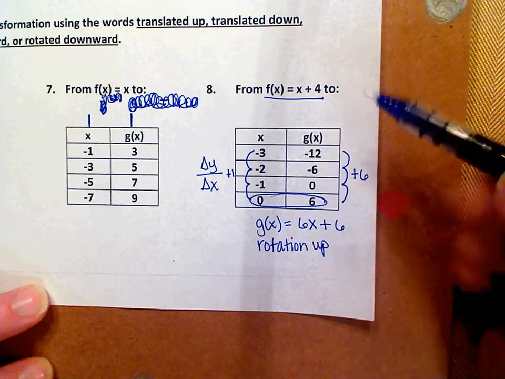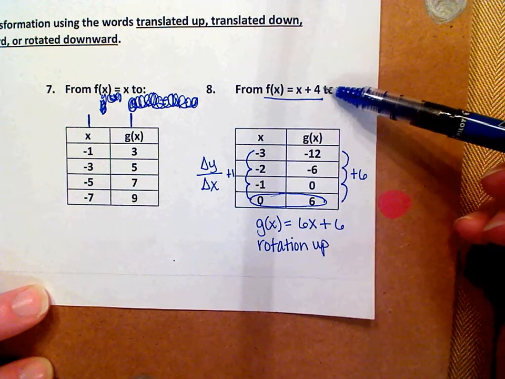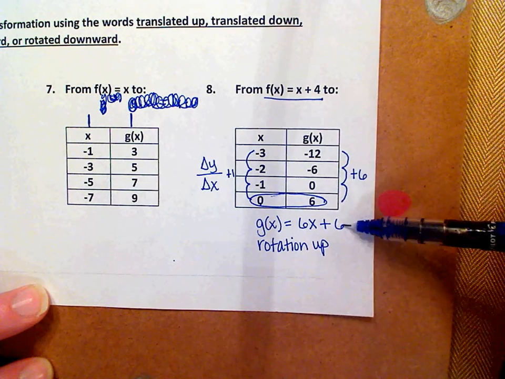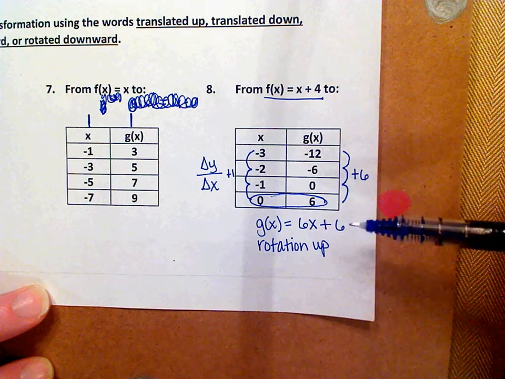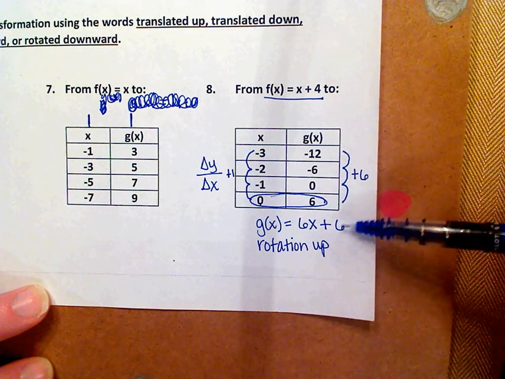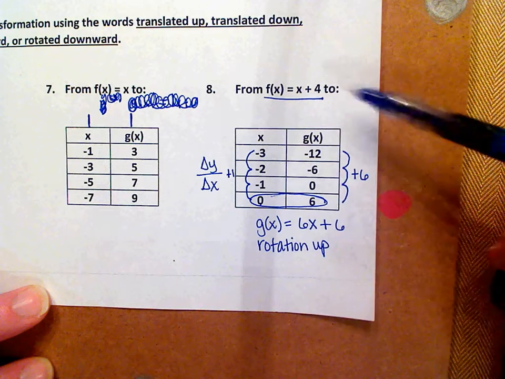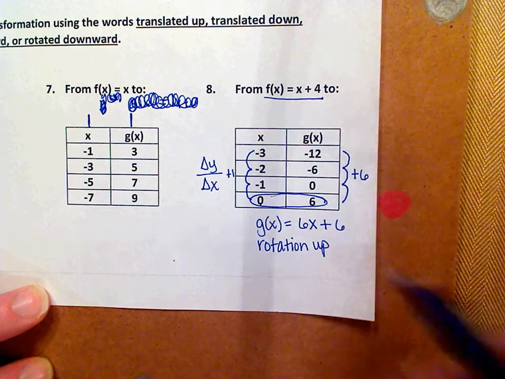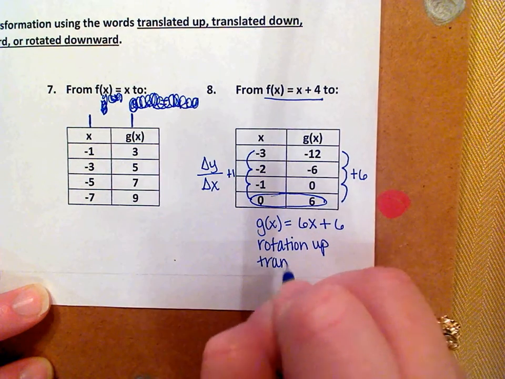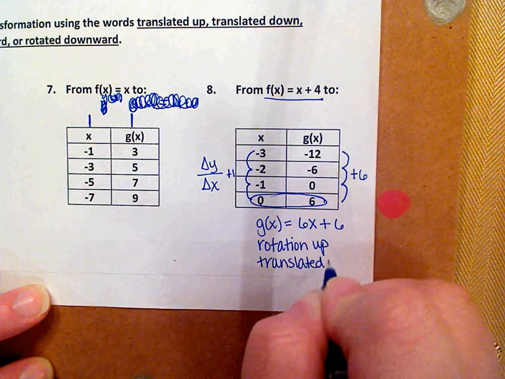Then we're going to look at the y-intercept. It was a positive 4 and it went to a positive 6. So it went up, but we don't say it translated up 6 units. You have to look at the difference between where it was to where it is now. So we went from a 4 to a 6. So that's only going up 2 units. So we're going to say translated up 2.